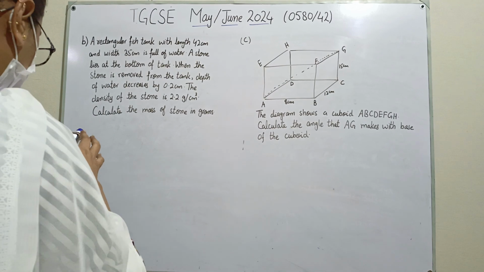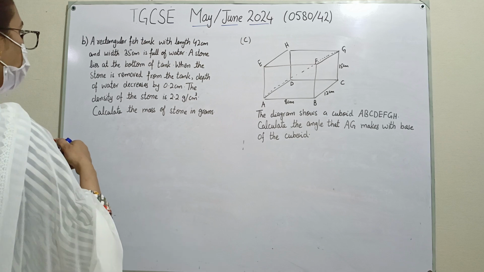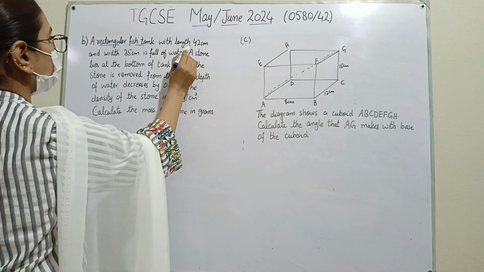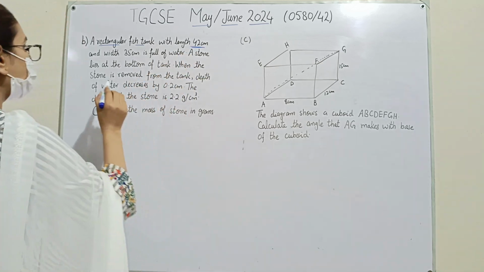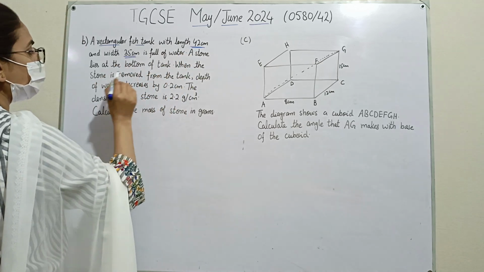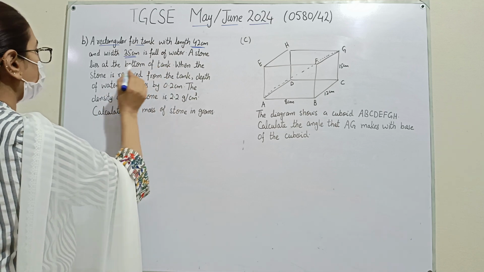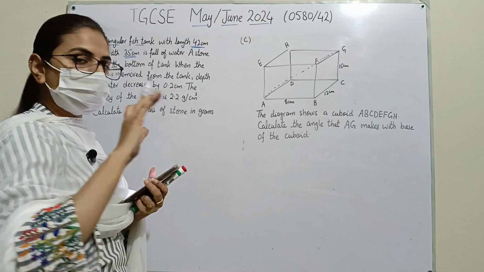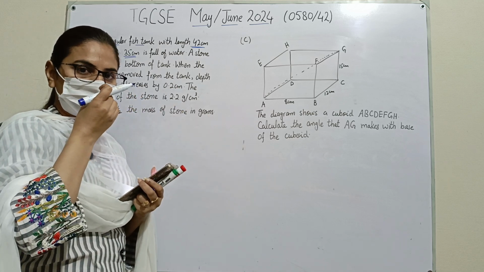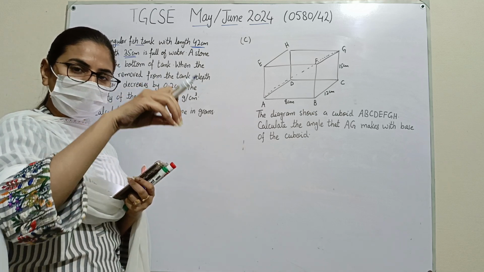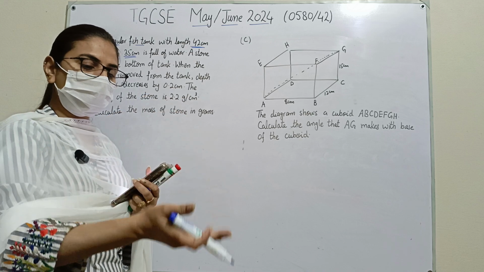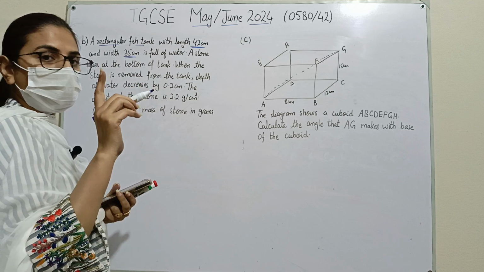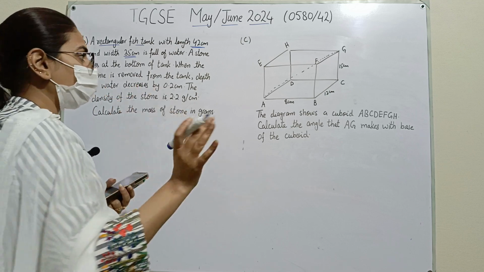That is basically part B of question number 4. The rectangular fish tank has a length of 42 centimeter and the width is 35 centimeter. The tank is full of water. A stone is placed at the bottom of the tank. First of all, you have to imagine this question. Whenever you put something in water, the level of water is raised. So you have to keep in your mind that in a tank there is a stone.